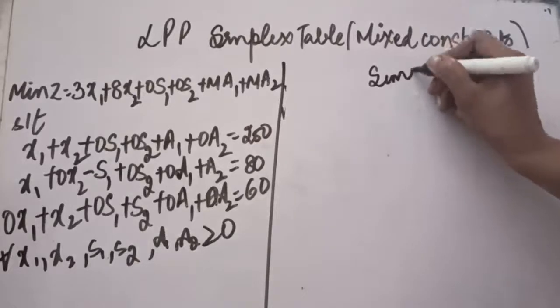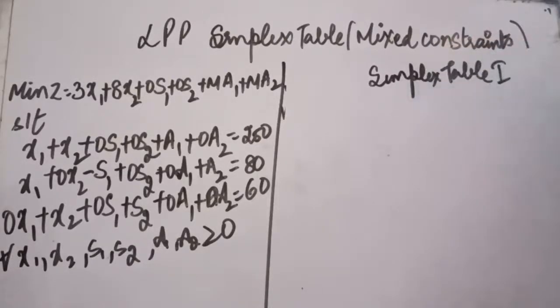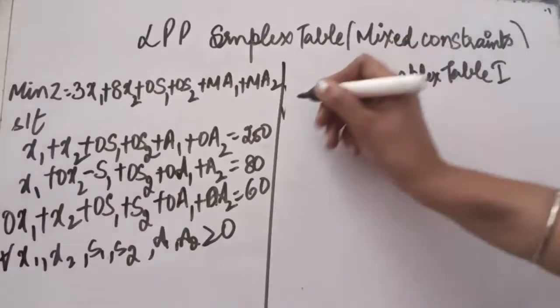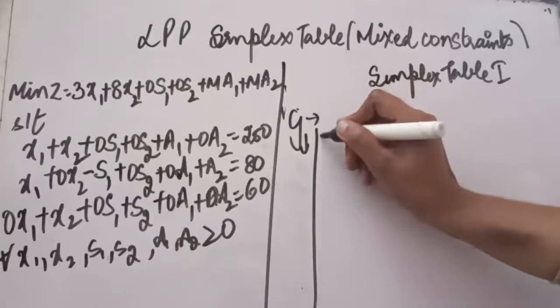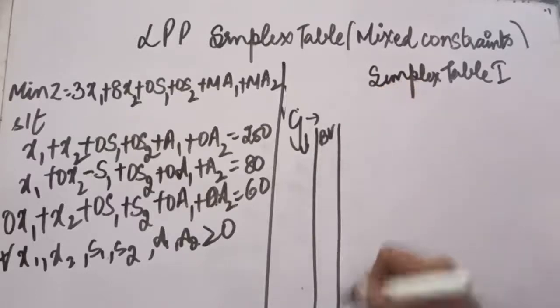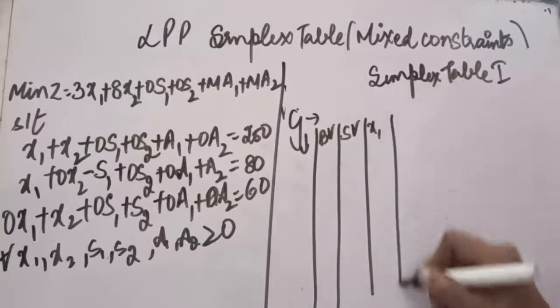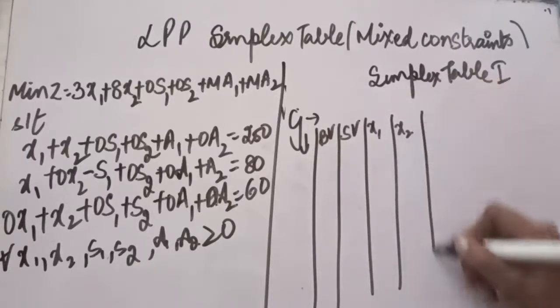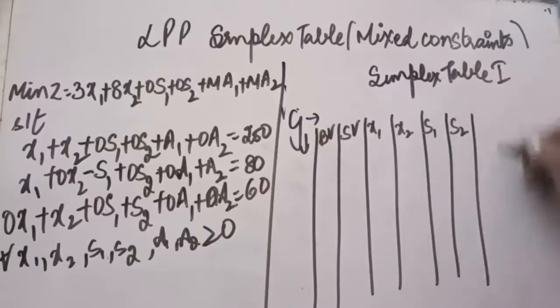Now we will move towards simplex table number 1. And the table format will be exactly the same as we have done. It will start with Cj. First is basic variable, then solution value. X1 is there in the question, X2 is there, S1 is there, S2 is there, A1 and A2.